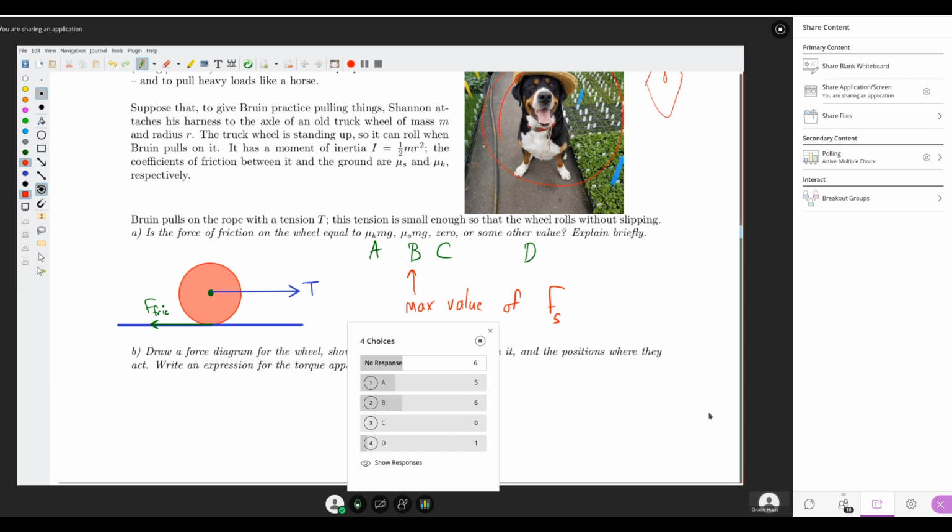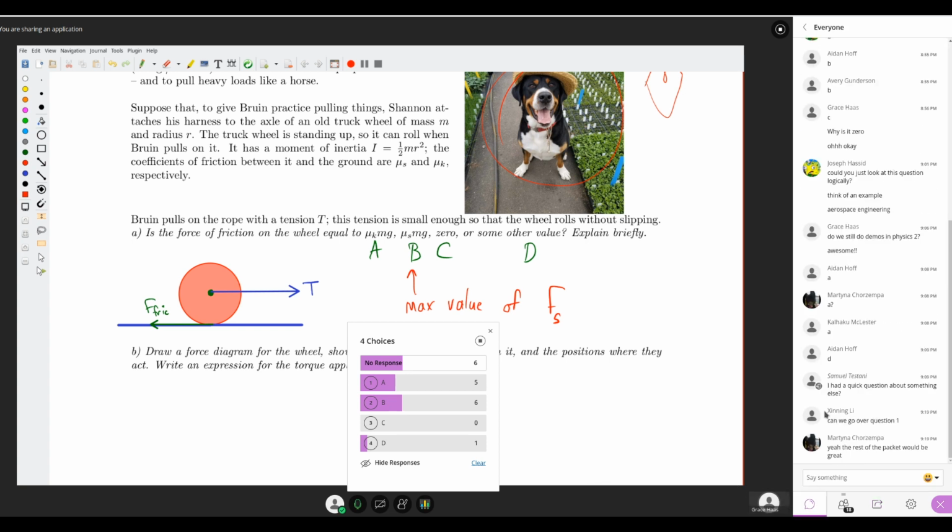So I'll give you all just a few more seconds to get your answers in. So the majority vote is B. Most people are saying it is static friction at its maximum value. I'm not going to try to ask who was who, but the correct answer here is D. Only one person got this.